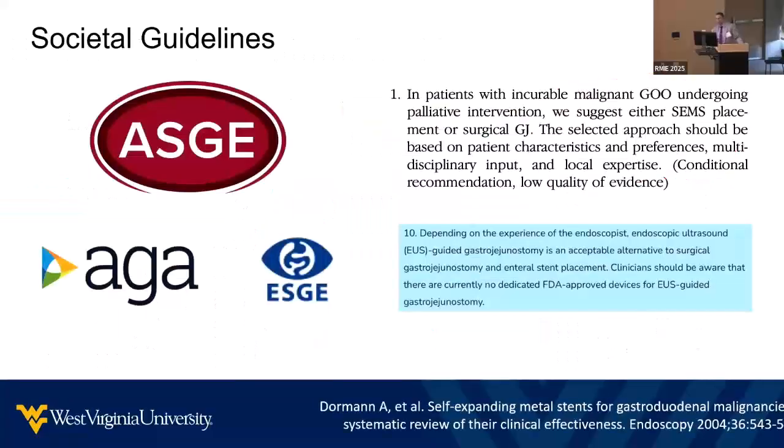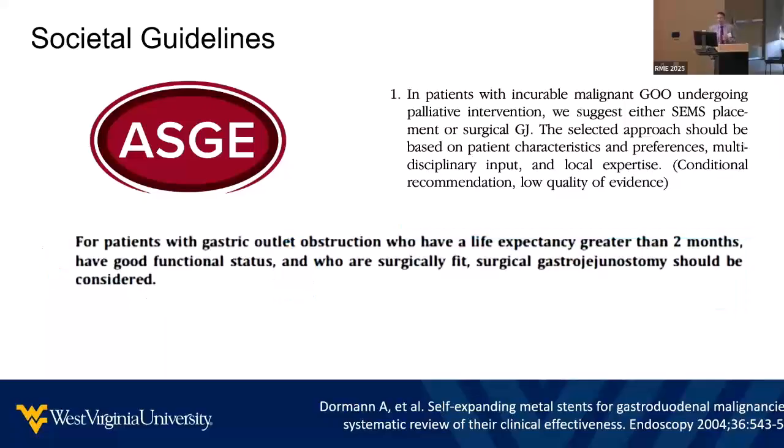So, and then finally, society guidelines: the ASG guidelines don't even mention EUS GJ, and rather talk about using enteral stenting for those with short-term and surgical GJ for those with long-term potential palliation. And then the AGA and the ASGE guidelines really say EUS GJ as an alternative to surgical GJ. So I think, again, we need more data to help us here.